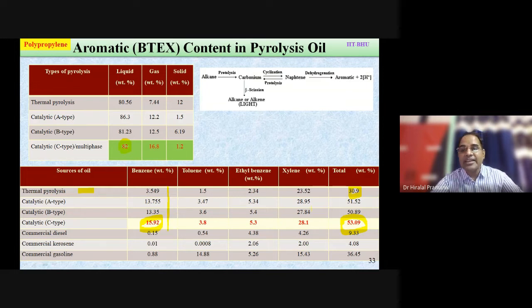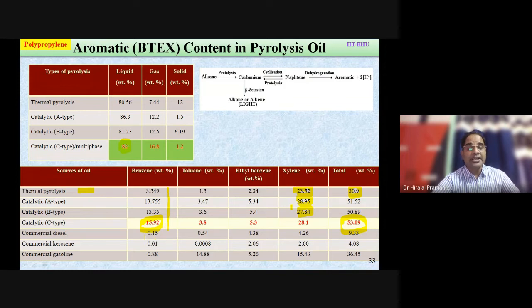But in catalytic B, xylene is the highest. Here these are xylene, right? But in catalytic A, B, C, you see that benzene is also very high. Not the highest, but very high. But xylene is highest among all aromatics. But benzene is not considered as a fuel component, right?